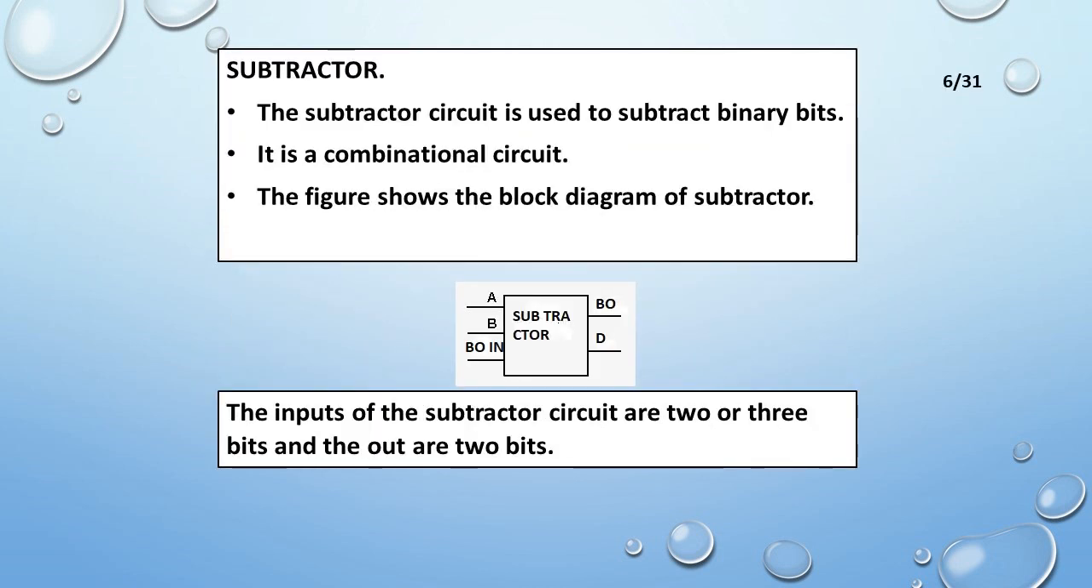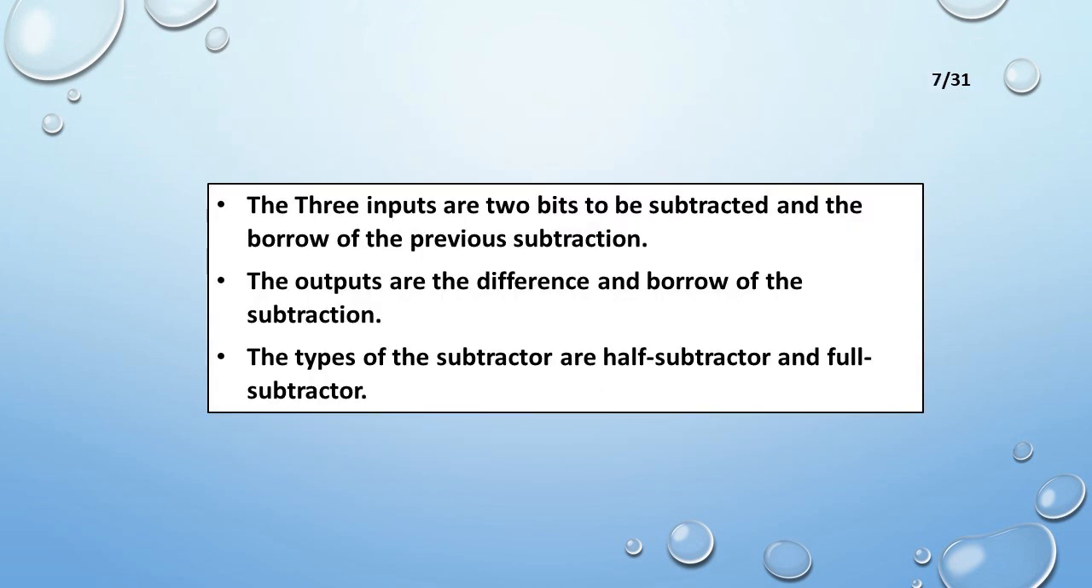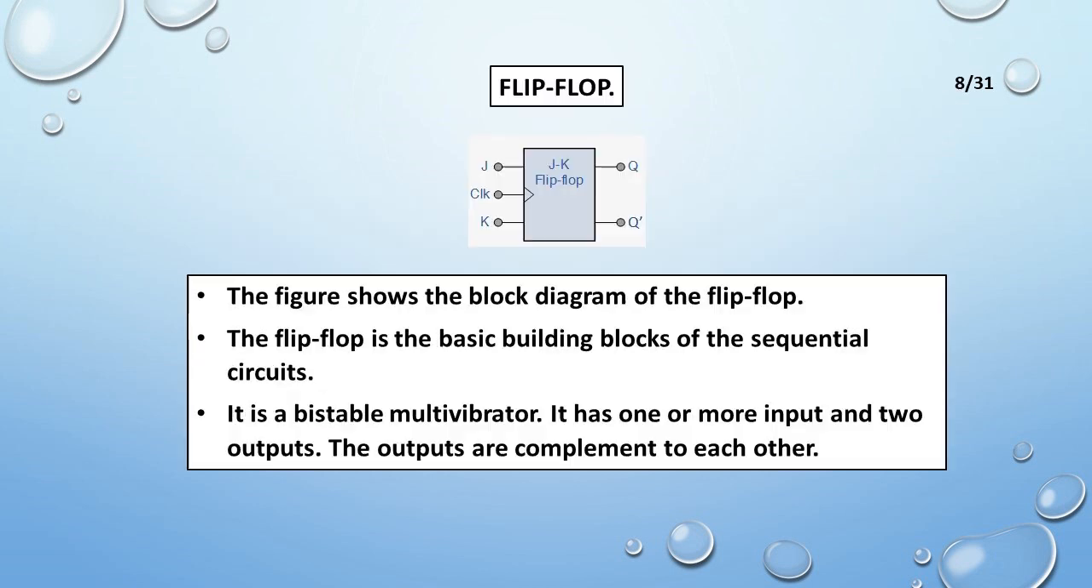Subtractor. The subtractor circuit is used to subtract binary bits. It is a combinational circuit. The figure shows the block diagram of the subtractor. The inputs of the subtractor circuit are 2 or 3 bits and the outputs are 2 bits. The 3 inputs are the 2 bits to be subtracted and the borrow of the previous subtraction. The outputs are the difference and the borrow of the subtraction. The types of subtractor are half subtractor and full subtractor.